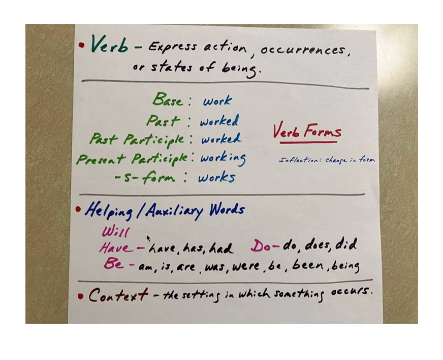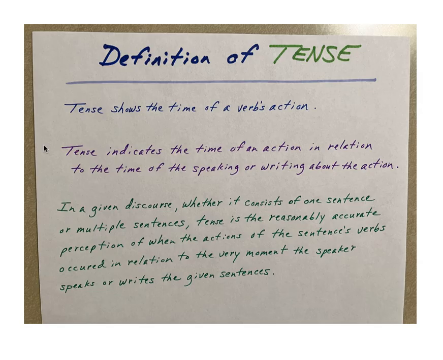And verbs sometimes come with helping or auxiliary words, sometimes called helping verbs or auxiliary verbs. And I talked about that, so I don't need to talk too much. And context, again, is the setting in which something occurs. So these are the 3 main factors that you must keep in mind when you're working on verb tense and trying to come up with just the right verb.